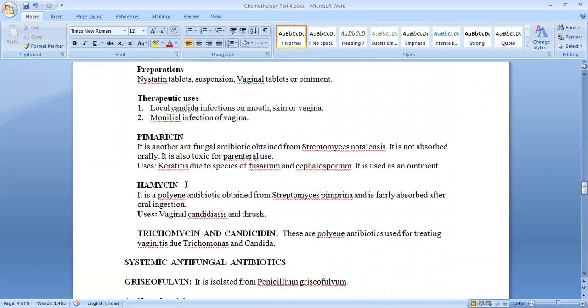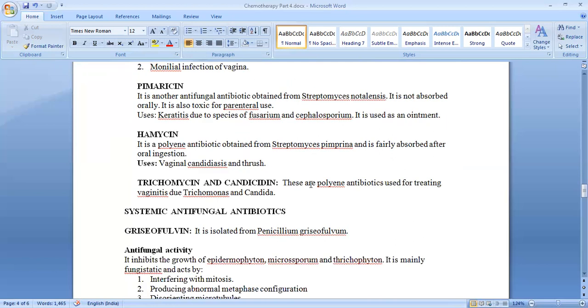It is used to treat what is called keratitis. There will be some infection of the keratin layer, the inner layers of the skin, so we can use pimaricin. Hamycin is an antibiotic which can be given orally. It is used to treat conditions like vaginal candidiasis and thrush. Trichomycin and candicidin are used again to treat vaginitis caused by trichomonas organisms or candida organisms.